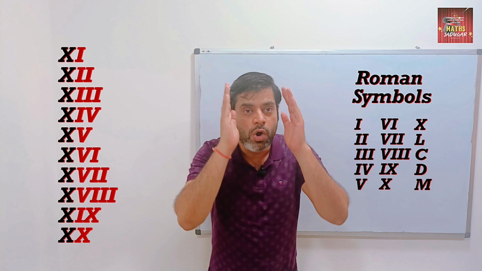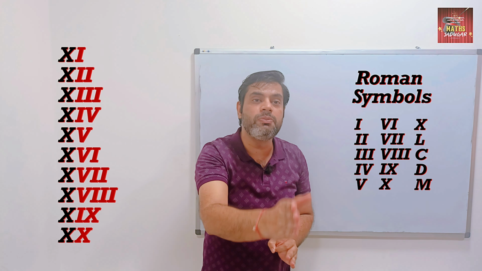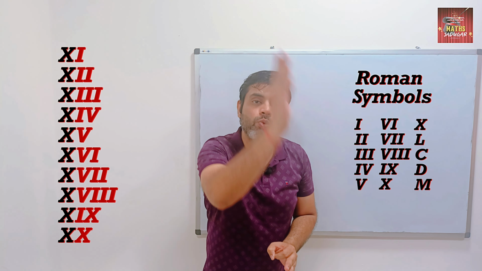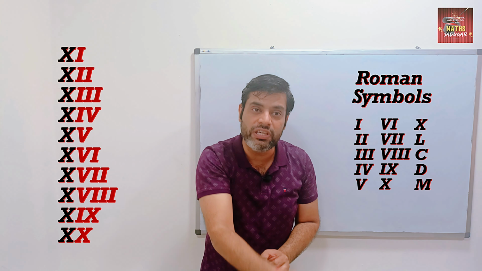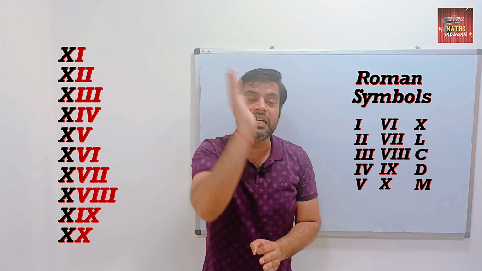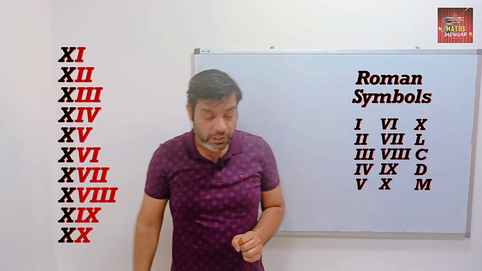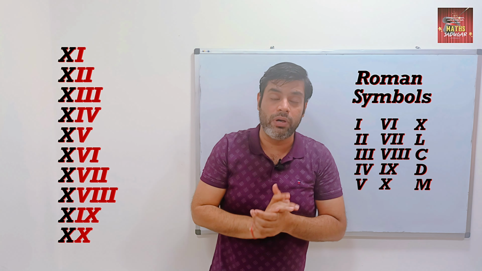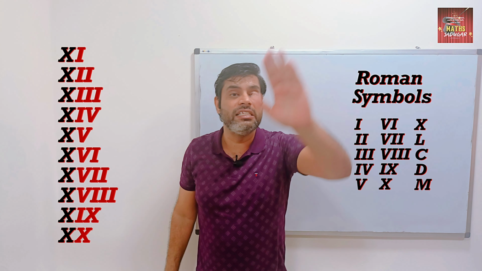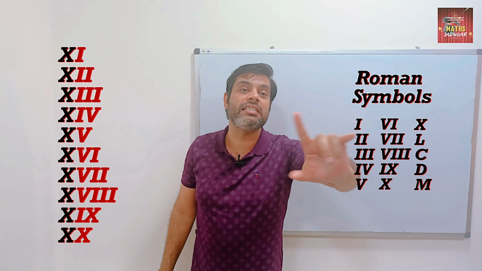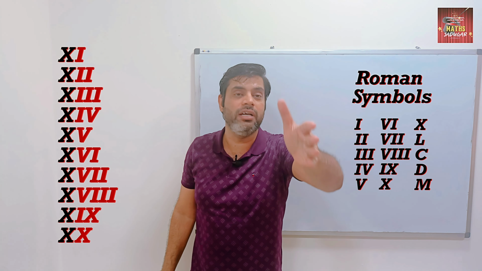Whenever you're writing ones, 1 to 9, it will always be the same. 1 is I, 2 is II, 3 is III, 4 is IV, 5 is V, 6 is VI, 7 is VII, 8 is VIII, 9 is IX, and 10 is X. In fact, I am talking about till 9 only. So 10 to 19, just write X. 10 is simply X, 11 is X and 1, and then similarly 19.